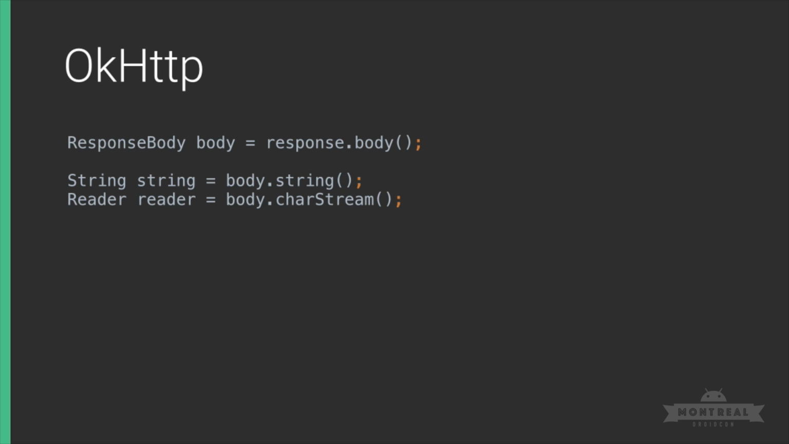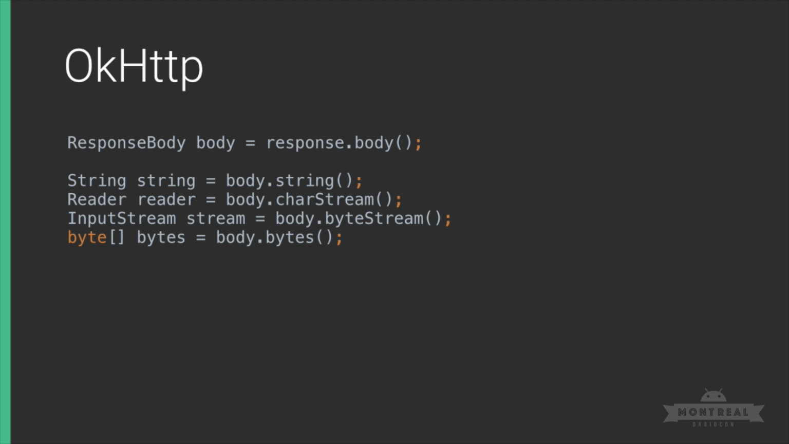We have one for reader. This is the high-level API for strings. We can obviously get our input stream, which is the low-level API for bytes. You could buffer the entire thing in memory as raw bytes, but these are all not going to be the best option. And all of these are actually implemented in the same way. They talk to a buffered source. So each one of those methods is just calling one of those high-level APIs on buffered source. So if you get a string, it's just calling readUtf8. If you call bytes, it's calling readByteArray, etc.